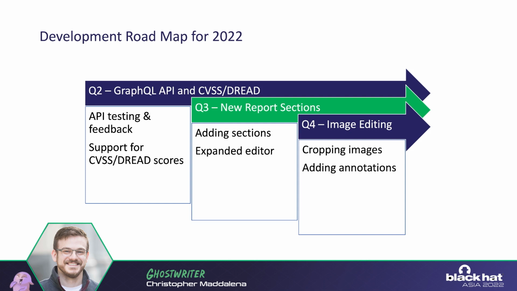And as we get near the end of the year in Q4, we're going to be looking at image editing. So right now, when you're uploading images for evidence to Ghostwriter, you probably want to crop them, add any annotations, redact items, things like that before you upload to Ghostwriter. We want to make it even easier so that you can upload your screenshots to Ghostwriter and crop them, add annotations, text, redactions right there, all from within Ghostwriter. Make it as easy as possible.